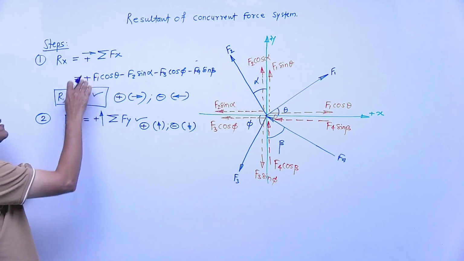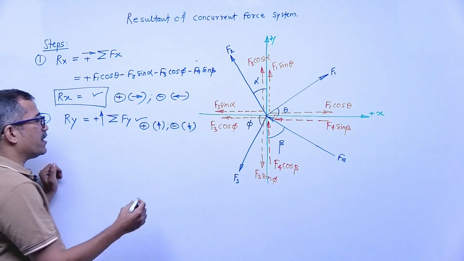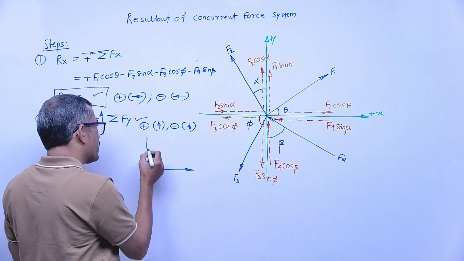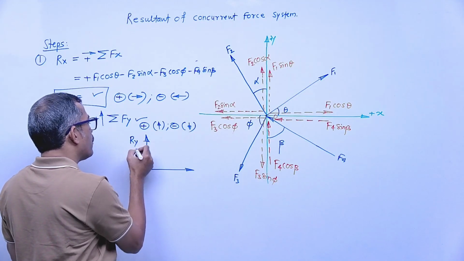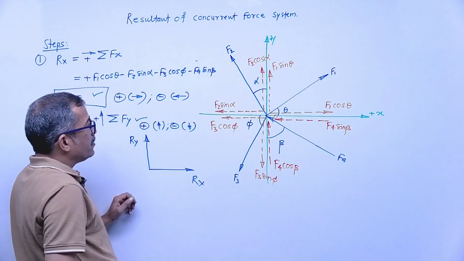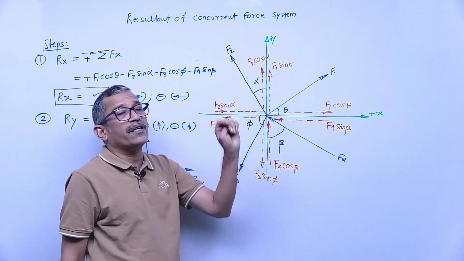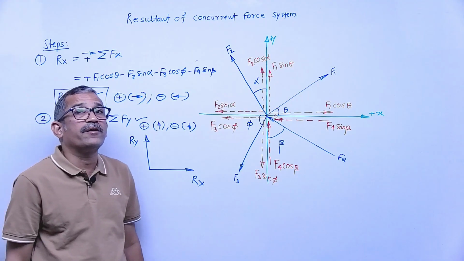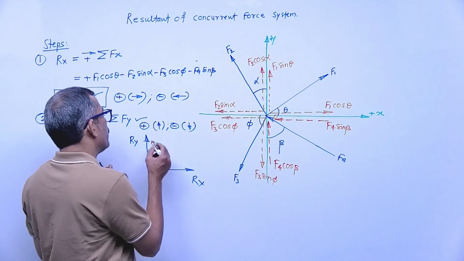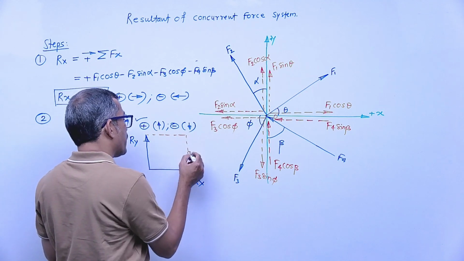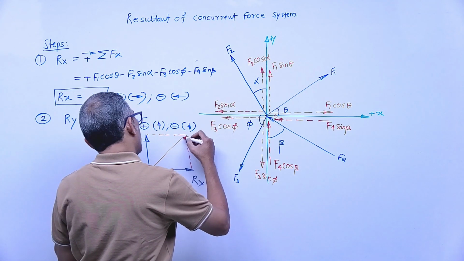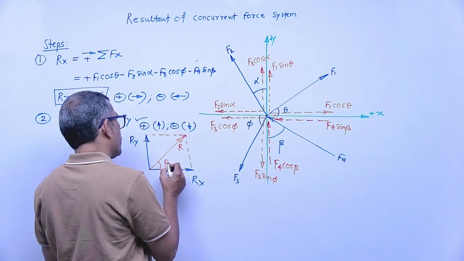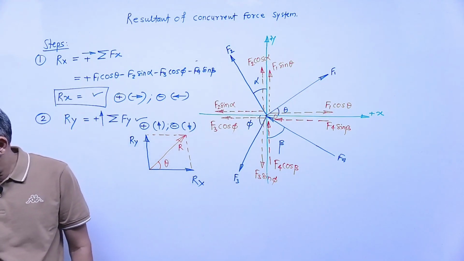Assuming both answers are positive, Rx is rightward and Ry is upward. This is Ry, this is Rx. So you have resolved the forces and you are getting components. Now reverse: two components are known, and you have to find a single force. What will we do? Complete a rectangle, and its diagonal represents the resultant R, and this angle is its inclination with the horizontal.